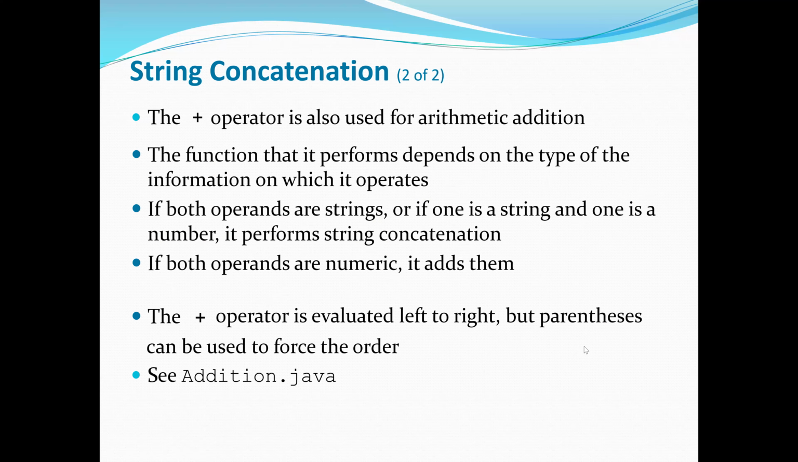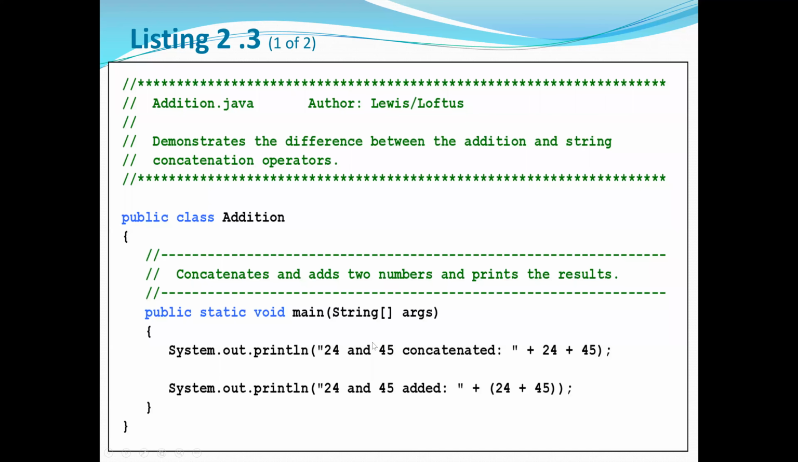So again, the plus operator is evaluated left to right, but parentheses can be used to force the order. We may go into details on arithmetic operations in Java in our next lectures. So let's see this example here. Our main class again is Addition, so the file name is Addition.java. Then we have our main method.